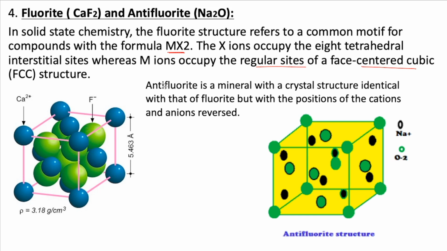Whereas antifluorite will be the reverse of this. Antifluorite is a mineral with a crystal structure identical to that of fluorite, but with the positions of the cations and anions reversed. That means cations will be present in the voids and anions will be present in the face centered cubic. So that's antifluorite. An example of antifluorite is Na2O. An example of fluorite is CaF2.